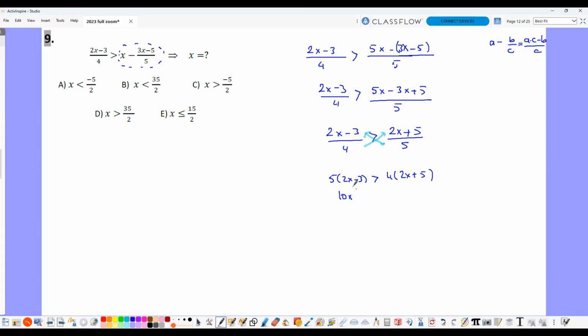Okay, then 10x minus 15 is bigger than 8x plus 20. 8x to this side, minus 15 to the other side, 10x minus 8x bigger than 20 plus 15, 2x is bigger than 35, x is bigger than 35 over 2. The answer is D, which means that this is the answer of the question.